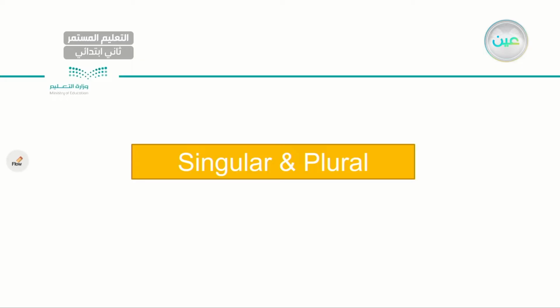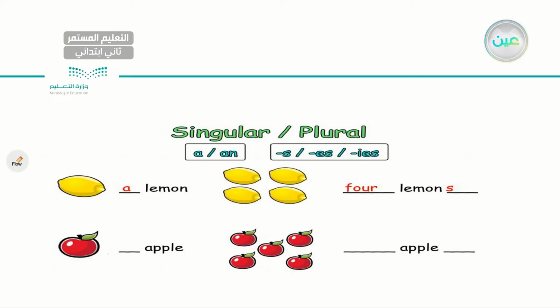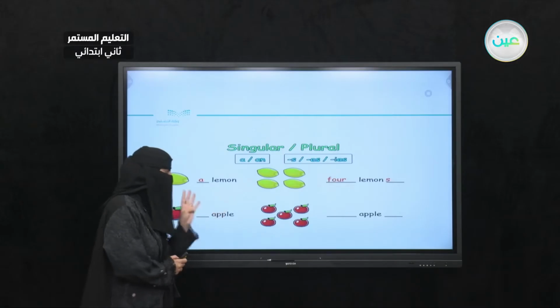Let's start by revising singular and plural to check your understanding, my dear student. Okay, so as you can see here, I have a lemon and I have 4 lemons. So when do I use the article a or an? Do I use them with singular or with plural? We are using them definitely with singular. A lemon. But I have 4 lemons. Remember, lemons are countable. I can count them. 1, 2, 3, 4 lemons.